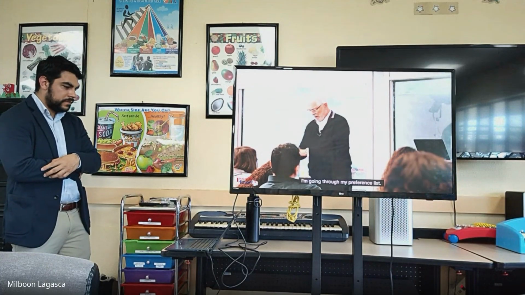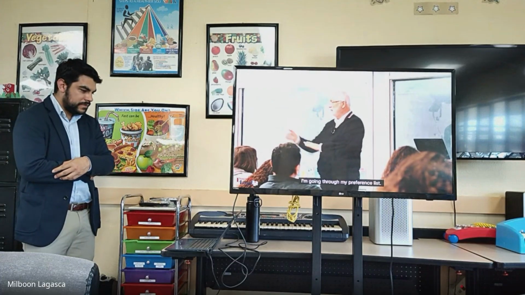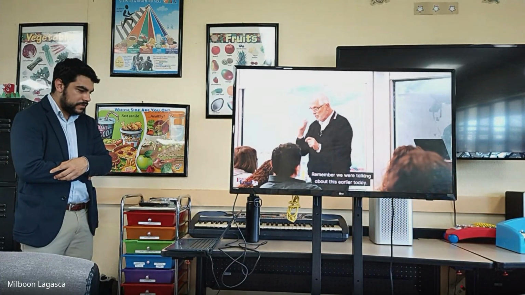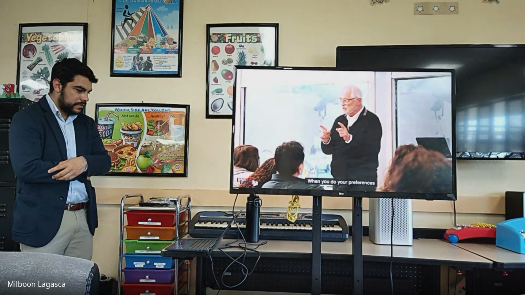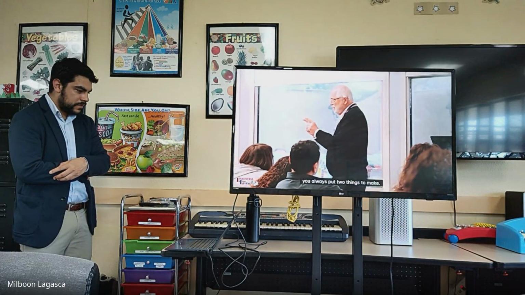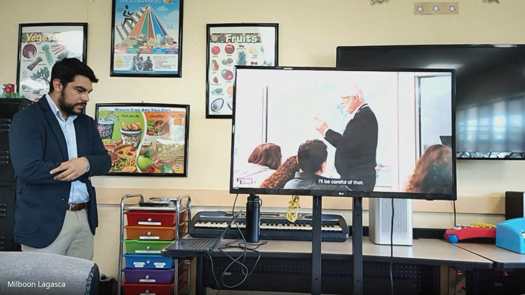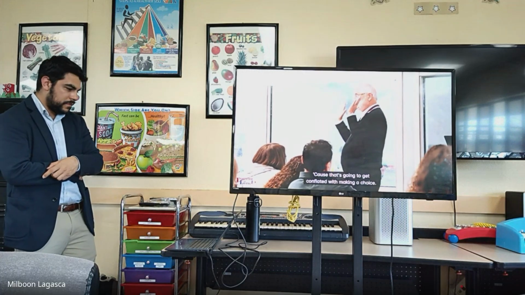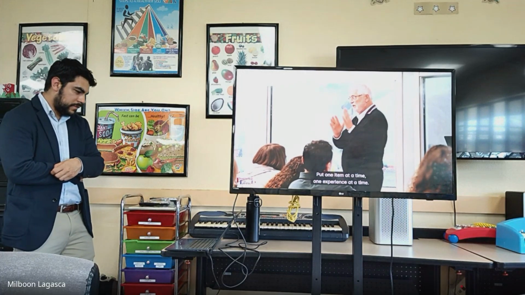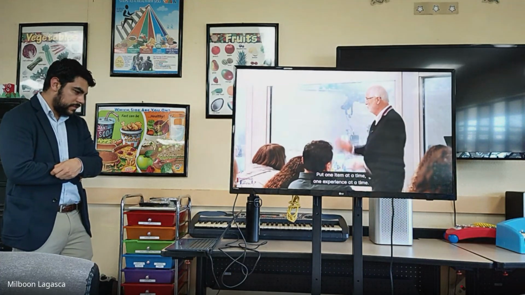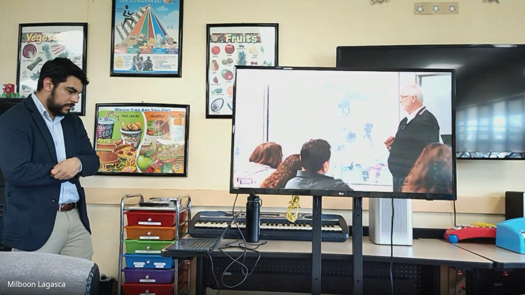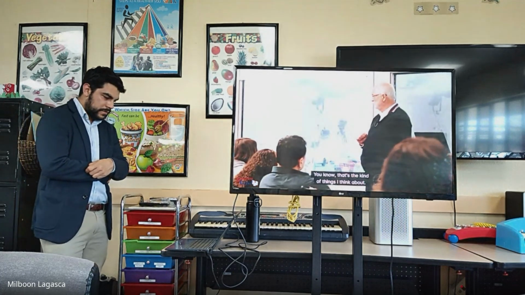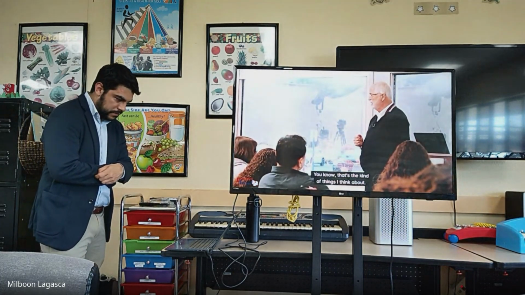Well, let me see. I'm going through my preference list. Here's another thing. Remember, we were talking about this earlier today. When you do your preferences, you always put two things to make. Be careful of that, because that's going to get conflated with making a choice. Learner may not be able to do this. Put one item at a time, one experience at a time. Don't make them make a choice. You know, that's the kind of things I think about.